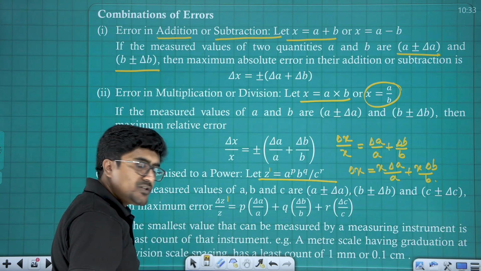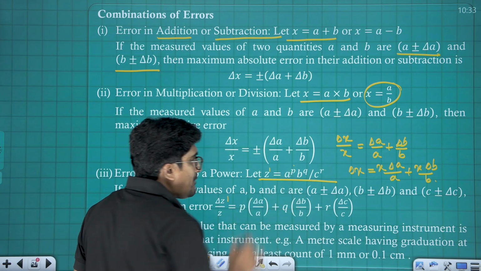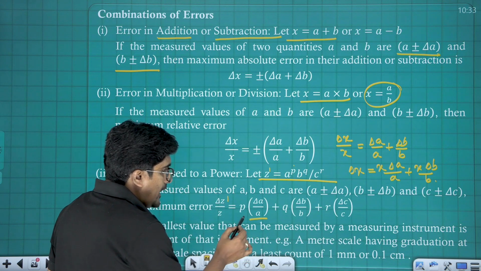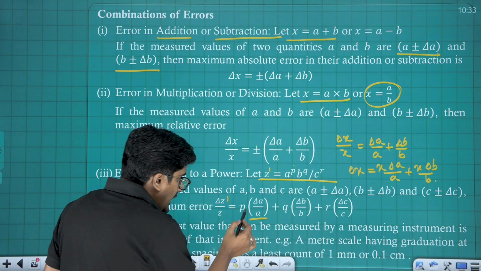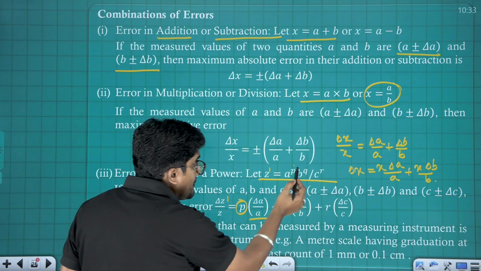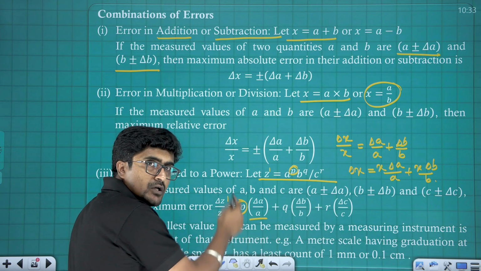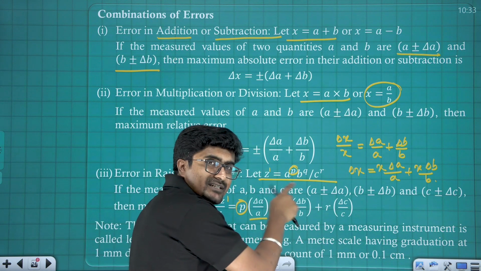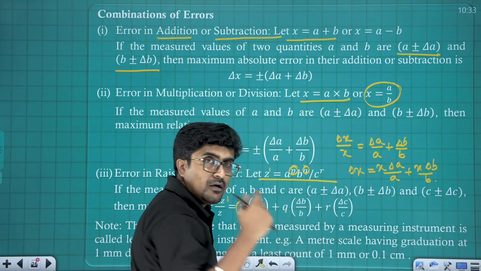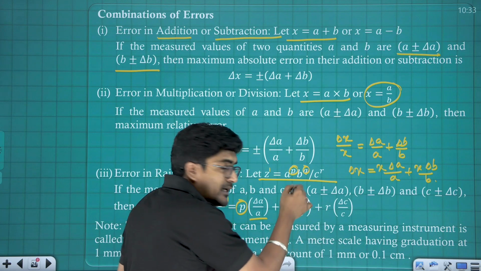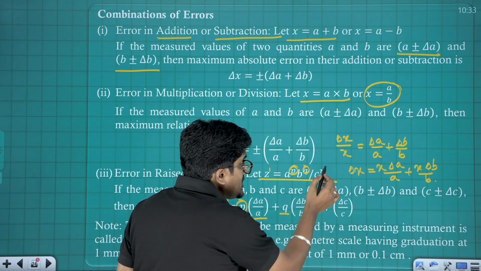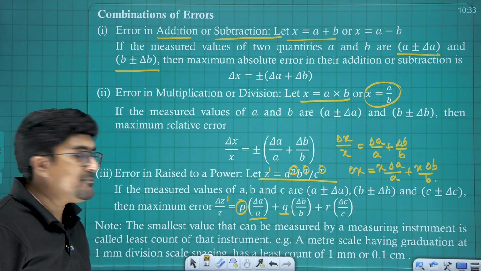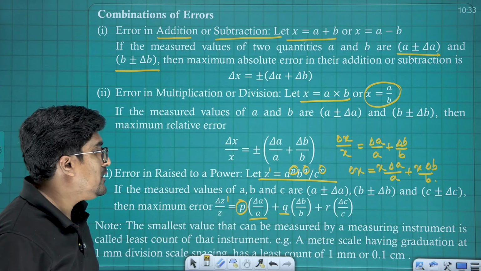Delta z by z raised to 1 equals, here the power is p. That is delta a by a times p. That means the power over here will come towards the left. So delta a by a into p plus q times delta b by b, because here the power is q, plus, what is the power here? c raised to r. That's going to be r times delta c by c. This is how we connect the relations.